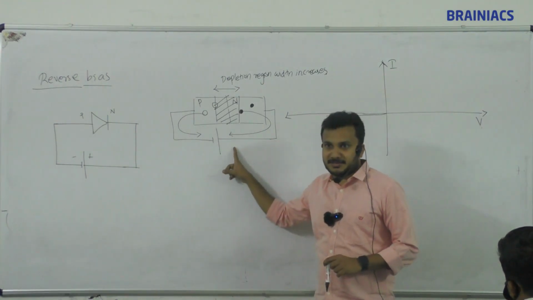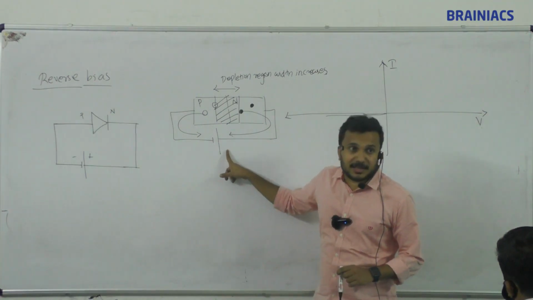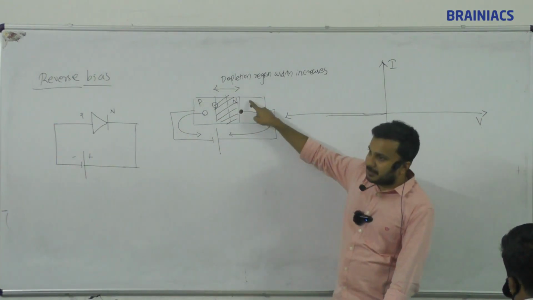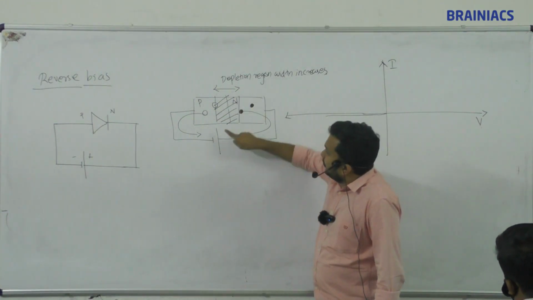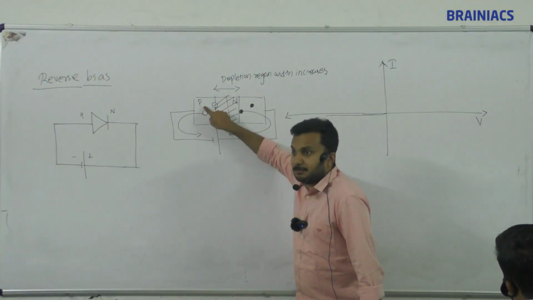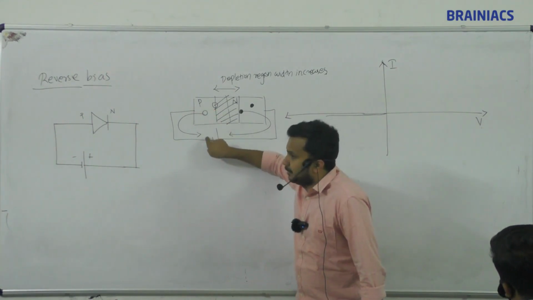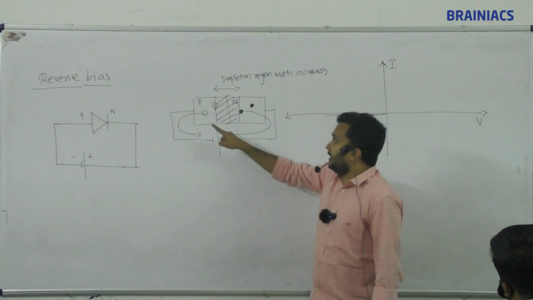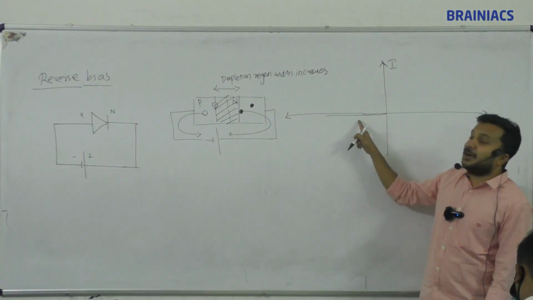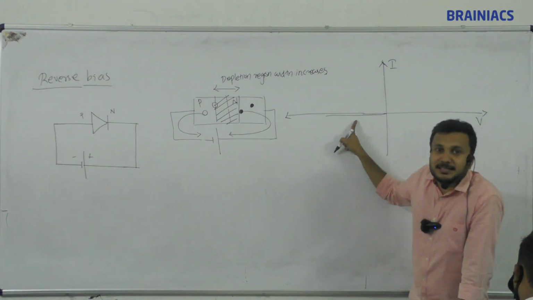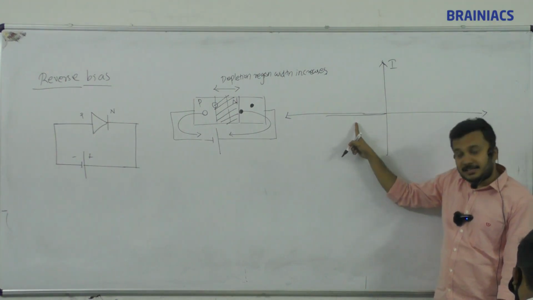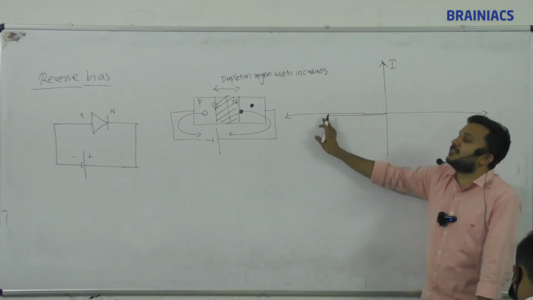This is like a forward bias for minority carriers, because p-type contains electrons and n-type contains holes. These holes are repelled by the positive polarity. Here, electrons are the minority carriers, and these electrons are repelled by this battery. So what will happen? Here minority carriers can easily move. So there is a minor current, and this is called minority current, or also saturation current. So this saturation current will be there.